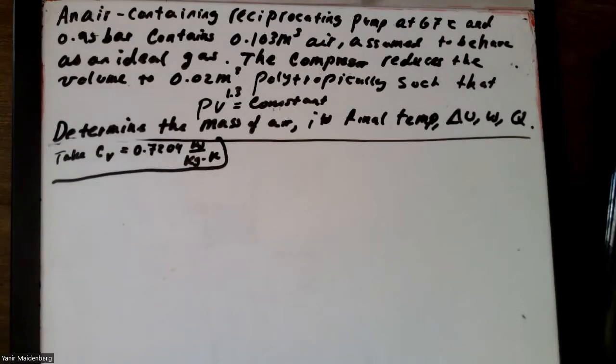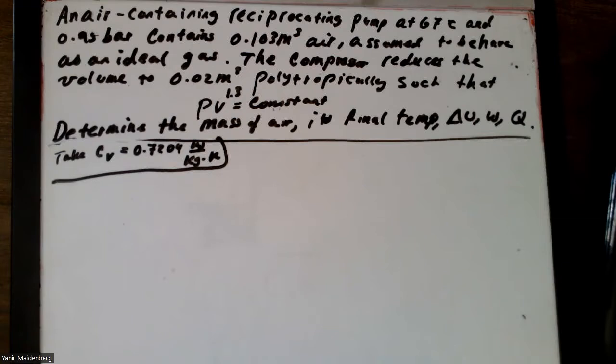Okay, so let's talk about polytropic processes. This is a reciprocating pump, and it's got air in it that we're going to assume is ideal. It's initially at 67 C and 0.95 bar, and it's got 0.103 meters cubed of air. It's going to undergo a change in volume to 0.02 meters cubed.